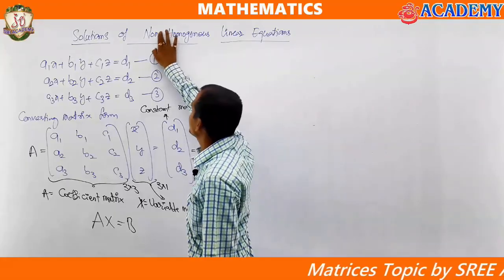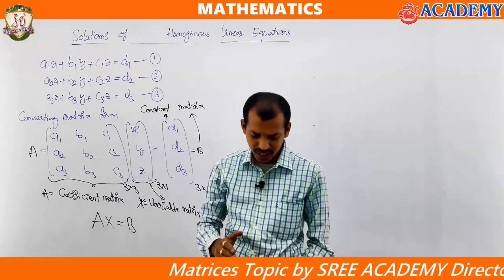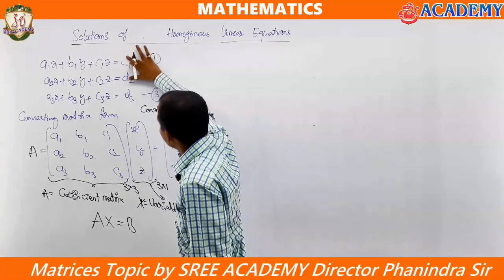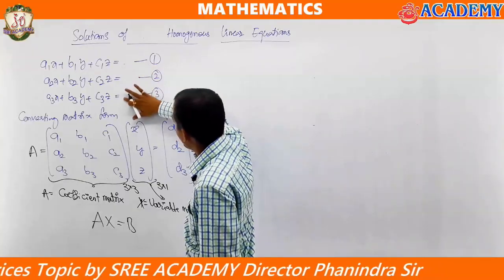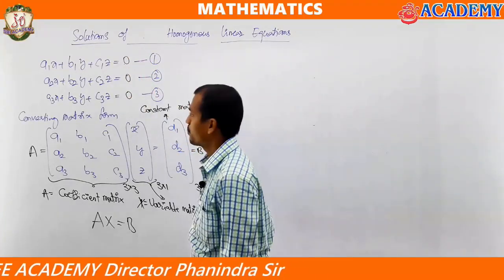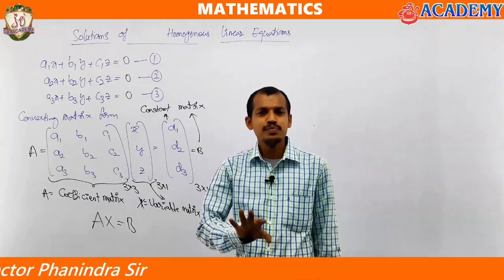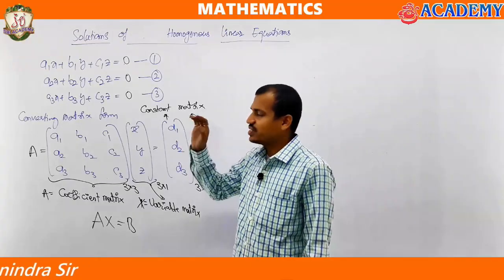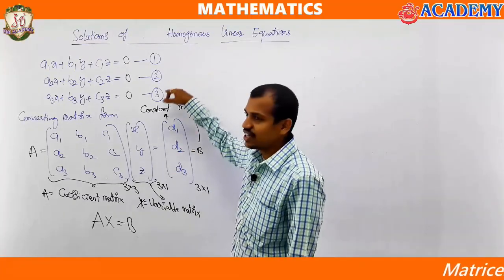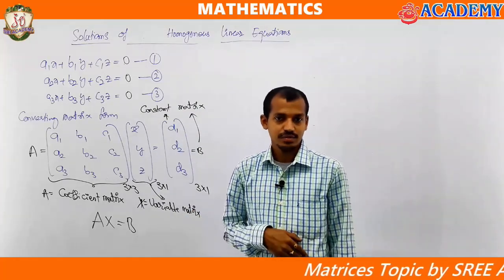That's homogeneous. When we say a homogeneous system, here also there are 3 unknowns, we are talking about 3 unknowns. If the constants, these values, are equal to 0, that is, a1x plus b1y plus c1z equal to 0, a2x plus b2y plus c2z equal to 0, a3x plus b3y plus c3z equal to 0, then these equations are said to be homogeneous linear equations.